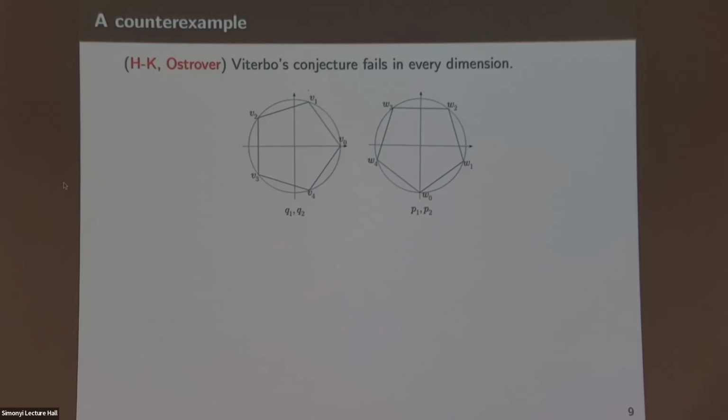Can you just repeat? I did not understand. The counterexample is a Lagrangian product of two regular pentagons, one rotated by 90 degrees from the first one. Okay, this is in R4.